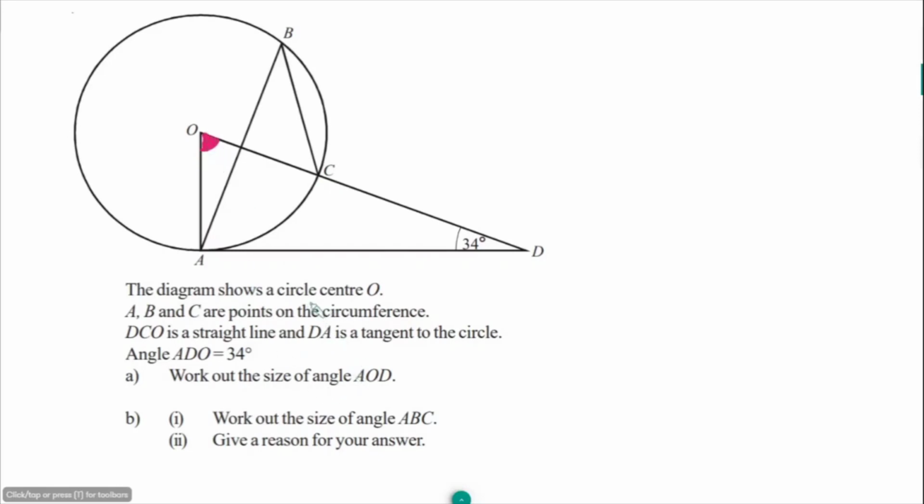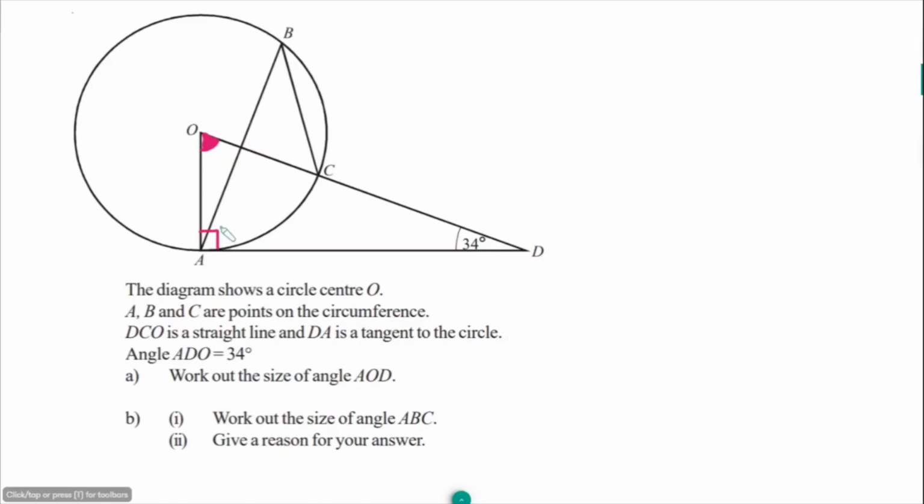Now to find that angle, we need to consider some theorems. Now this is a radius and this is a tangent. Remember, we said a tangent meeting a radius always meets at 90 degrees. That means this angle here is 90 degrees. So if we consider this triangle here, angle AOD, 90 degrees plus 34 plus this angle should give you 180, because the sum of angles of a triangle is 180.